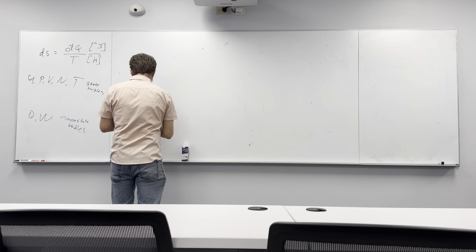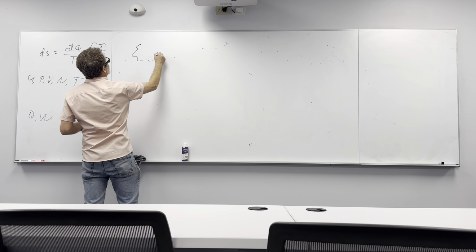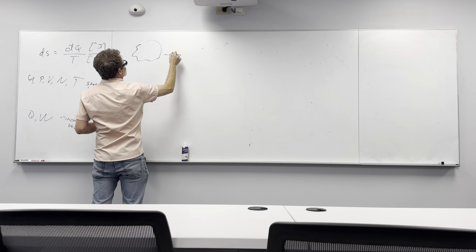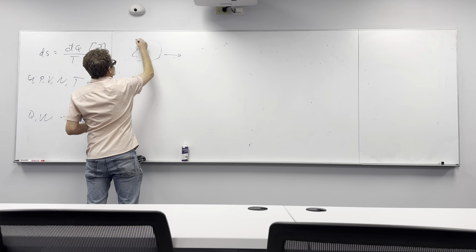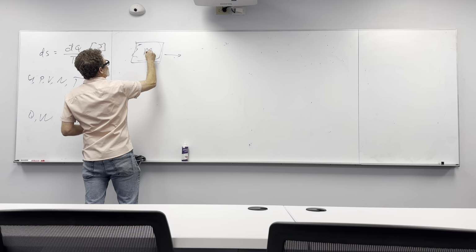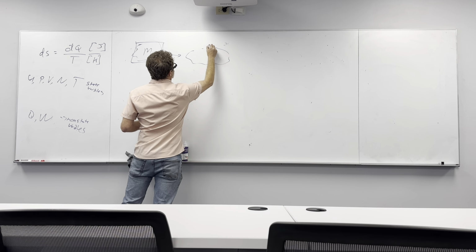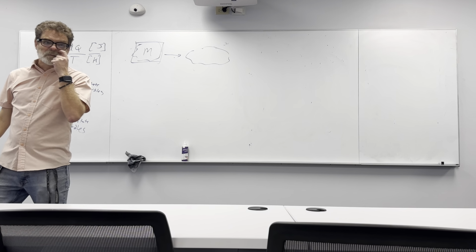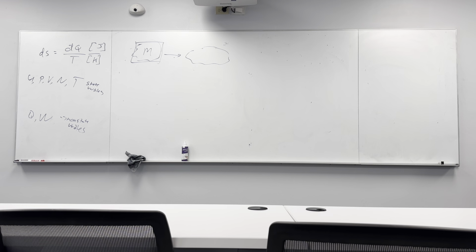So let's say I have ice, and I'm going to melt it, right? This would be an ice cube. So here's my ice cube, a mass M, and I'll melt it into a puddle of water. Okay? That's going to increase the entropy of the ice because it's got to absorb heat. Right? Does that make sense, everybody?